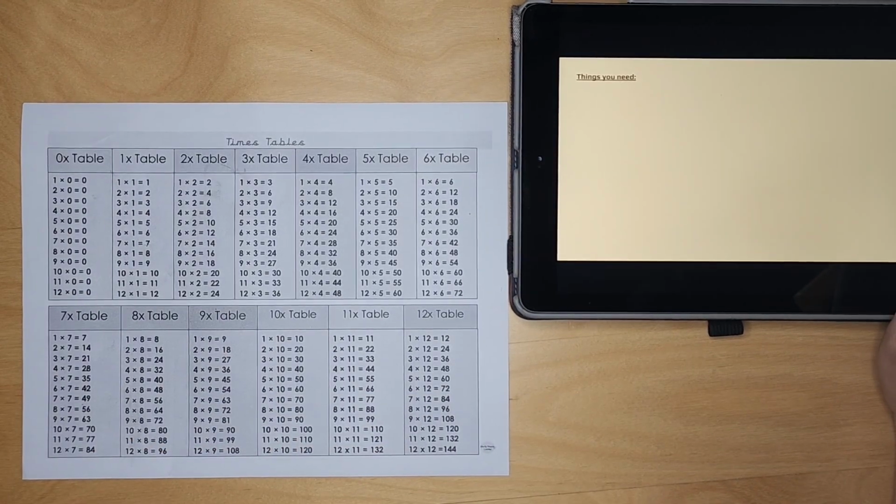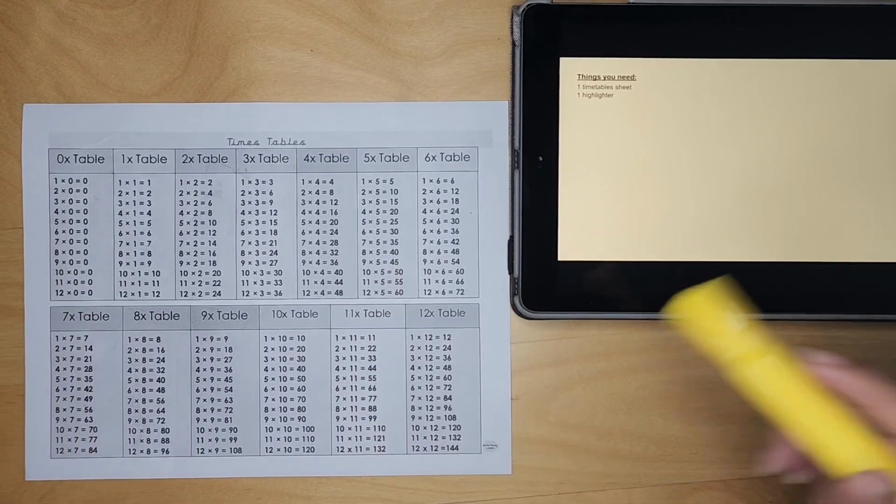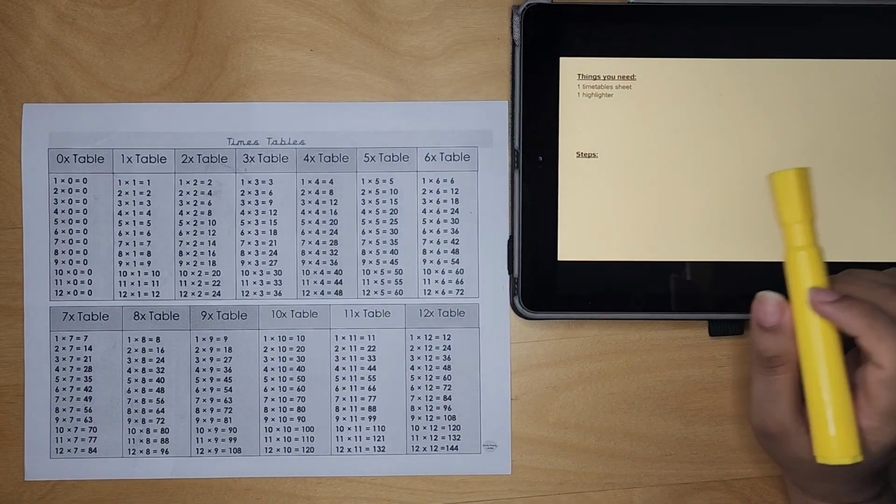Things you need. You will need one times table sheet like this and one highlighter like this. The steps.